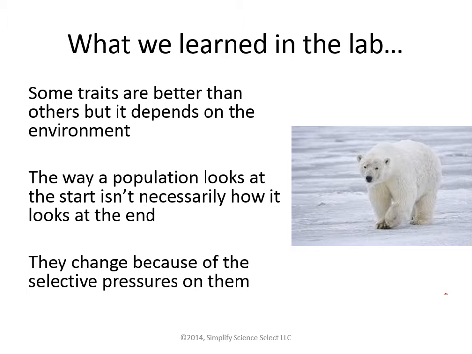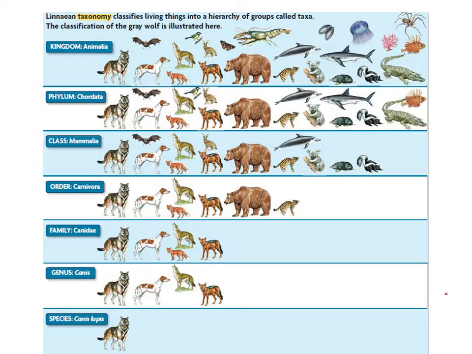What we learn in the lab are that some traits are better than others, depending on the environment you're in. We also know that the way a population looks at the start isn't necessarily how it looks at the end, after a long period of time. And we know that the reason that there's change is because there's some kind of pressure on them. Whether it's food source or environmental or something hunting them, there's some kind of challenge, conflict.